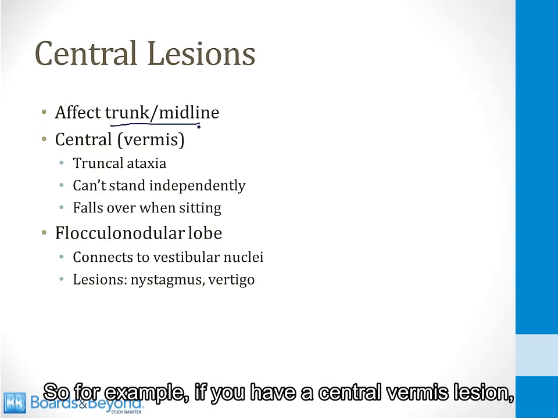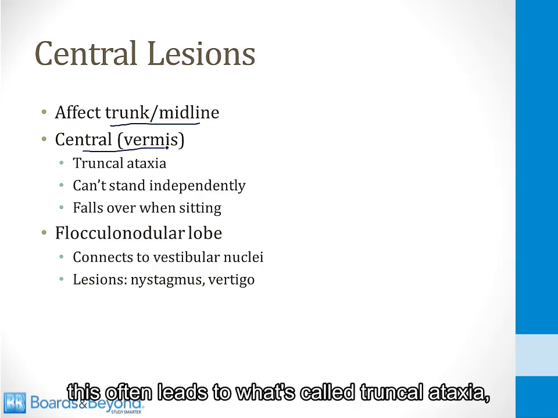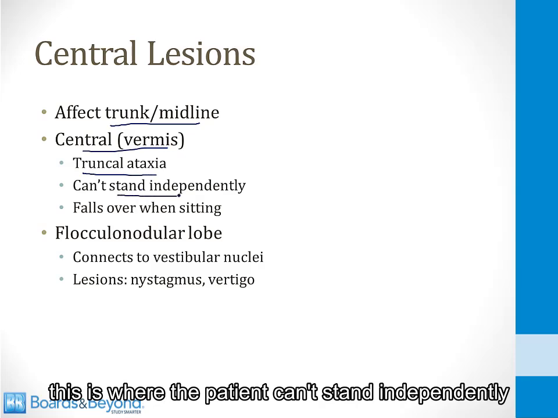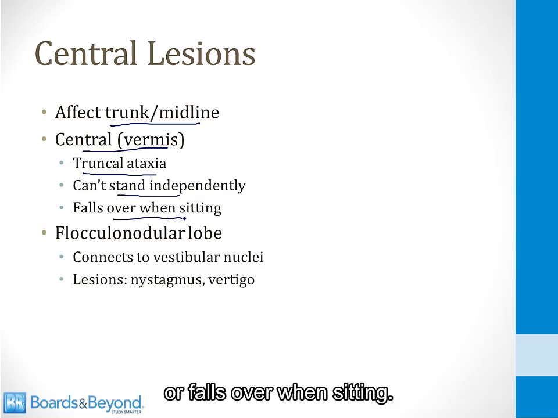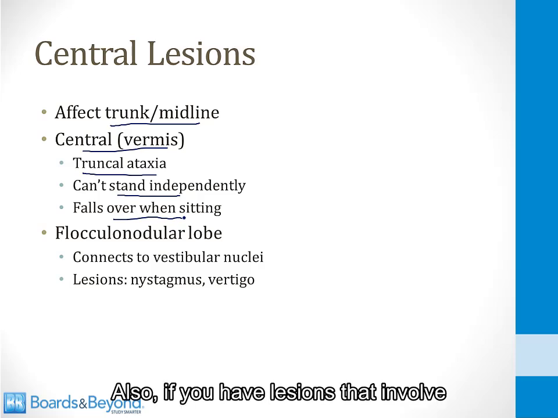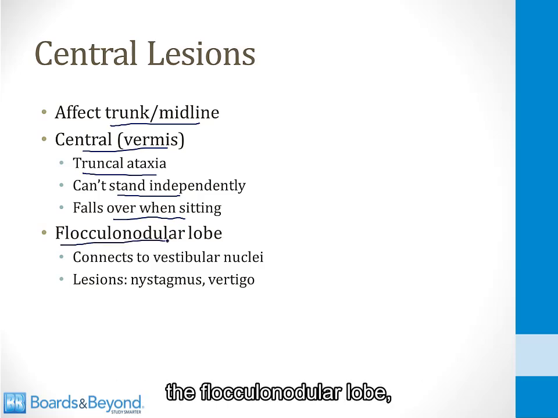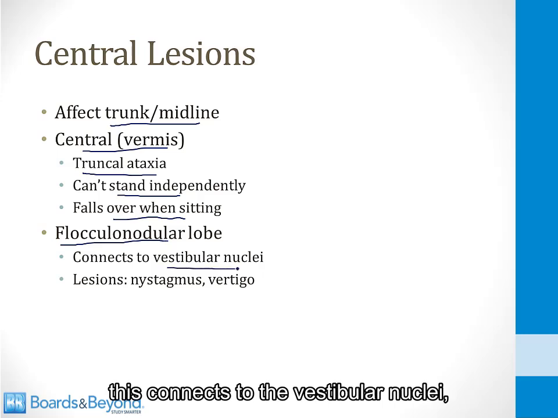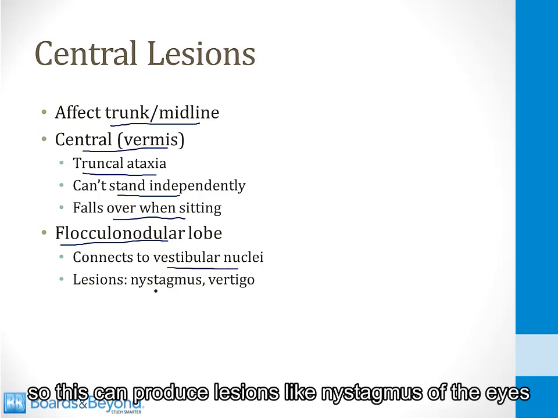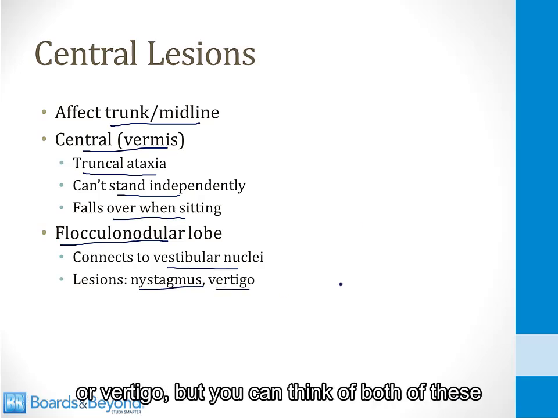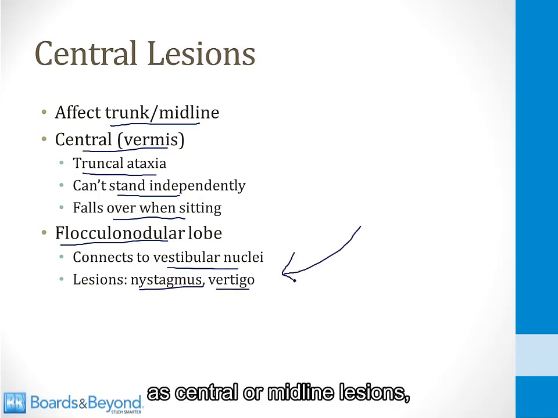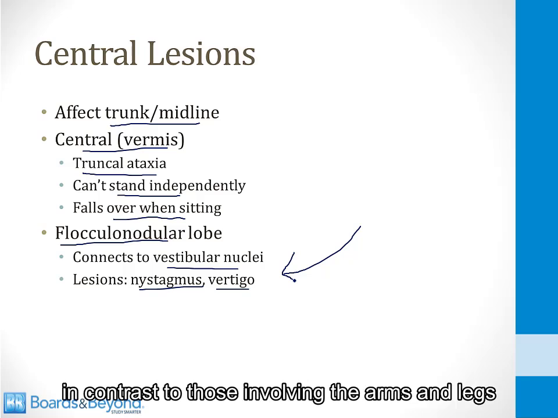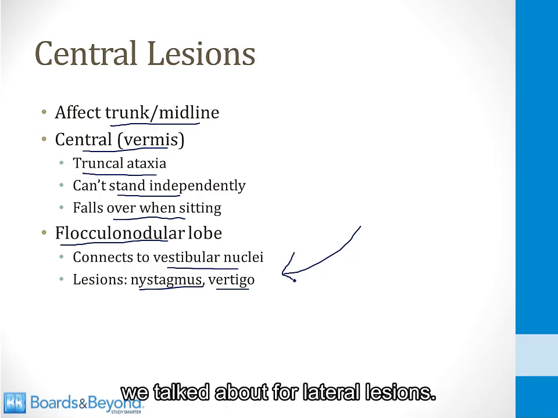In contrast, central lesions of the cerebellum affect the trunk and midline. So for example, if you have a central vermis lesion, this often leads to what's called truncal ataxia. This is where the patient can't stand independently or falls over when sitting. In other words, they are wobbly because they can't hold their trunk in the midline in one position. Also, if you have lesions that involve the flocculonodular lobe, this connects to the vestibular nuclei, so this can produce findings like nystagmus of the eyes or vertigo, but you can think of both of these as central or midline lesions, in contrast to those involving the arms and legs we talked about for lateral lesions.